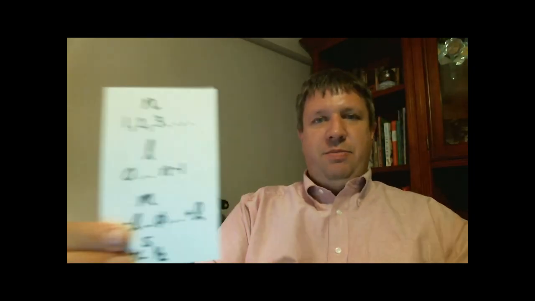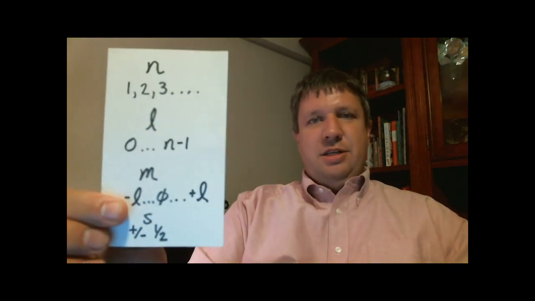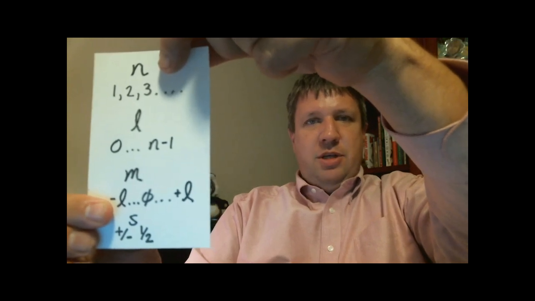If we get into a little bit more of a technical description of it, we see what we end up with is something that looks like this, where we have our 4 quantum numbers, n, l, m, and s. n stands for the principal quantum number.